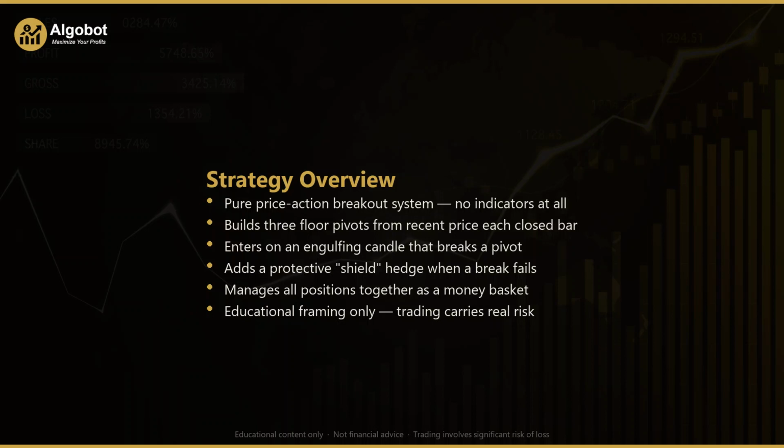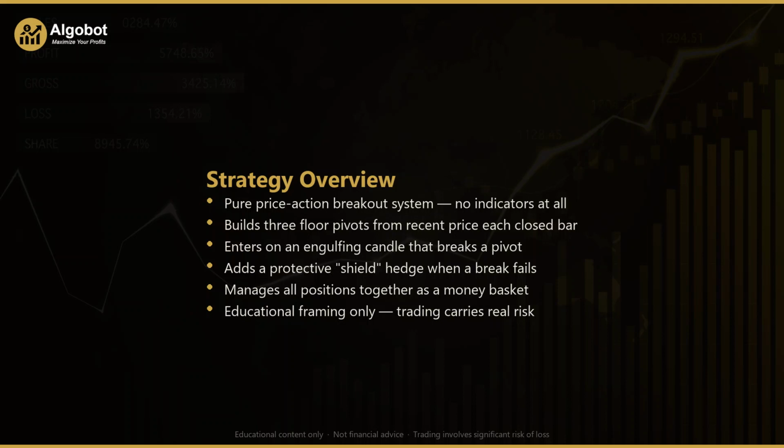The signal it hunts for is the engulfing candle. A bullish engulfing forms when a down candle is followed by an up candle whose body completely swallows the previous one. That shift of control, happening right as price pushes through an upper pivot, is what the strategy reads as genuine momentum breaking resistance. The mirror image, a bearish engulfing breaking a lower pivot, is read as momentum breaking support.